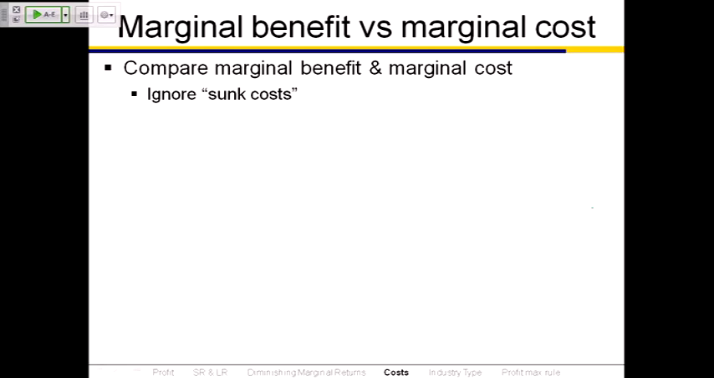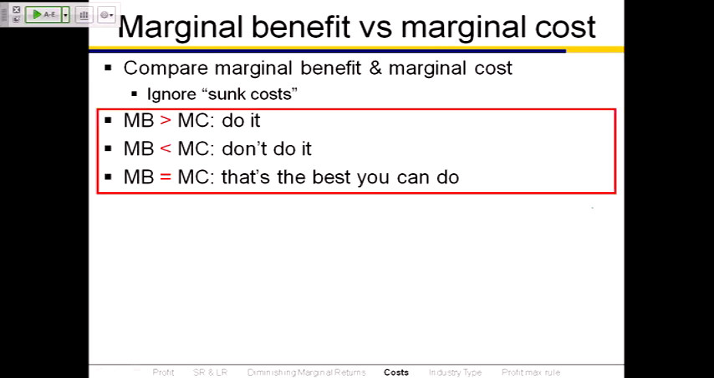It ignored the fixed or sunk costs of producing the first 1,000 units. In general, if the marginal benefit, MB, is greater than the marginal cost of some activity, we do it. If the marginal benefit is less than the marginal cost, we don't do it. And if those two things are equal, then we're at a point where we're doing the best we can possibly do. If marginal benefit equals marginal cost, that's the best that we can do.